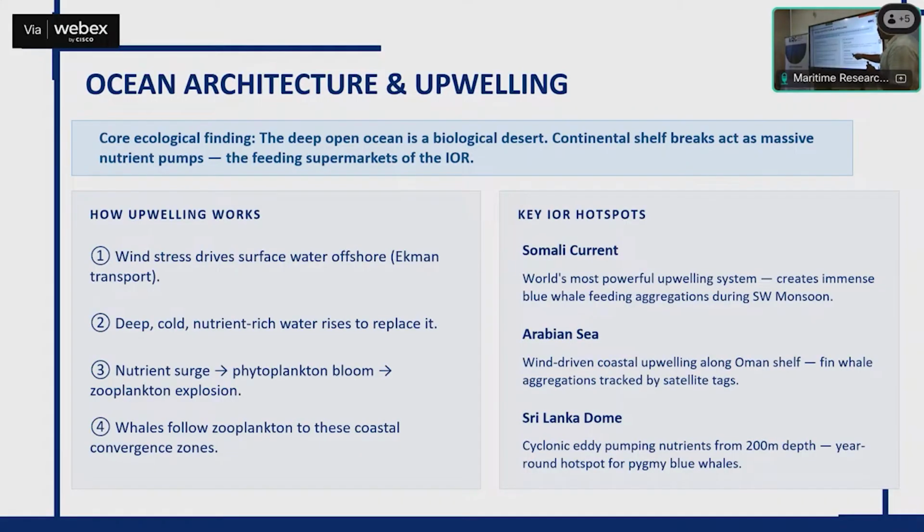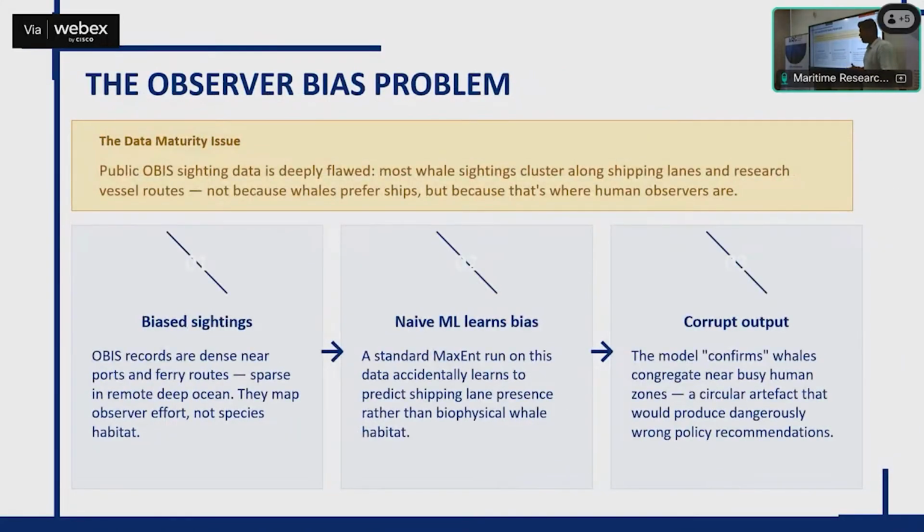The Arabian Sea is one of them, and the Sri Lanka Dome, the Kanyakumari part, is another. Now, the observer bias issue: we are able to track where the whales are, but we are always looking at a particular shipping route or where research is already present. We don't know where the whales actually are or where they will be going, so we have biased sightings. The machine learning model works only on the data we provide, so it will corrupt the final results and we'll get wrong results.